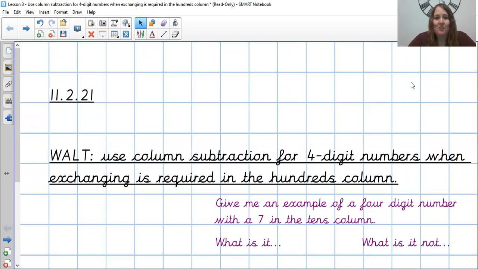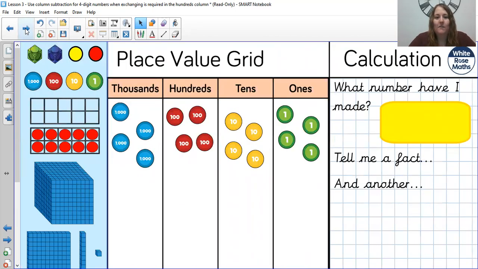So today, lesson 3, it shouldn't be too much of a surprise that we're going to be using column subtraction with 4-digit numbers when exchanging is required in the hundreds column. So again, it's probably going to go over in the tens value now. Let's just see. Okay, so what number have I made here first of all then?